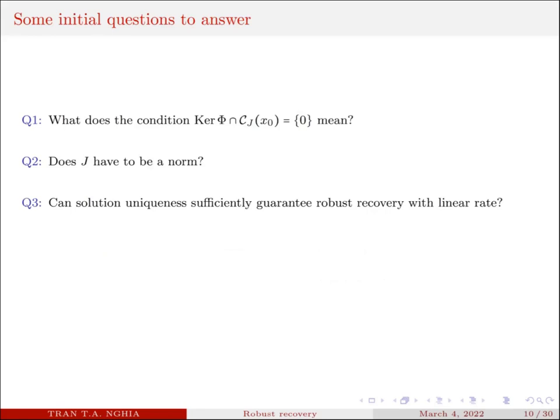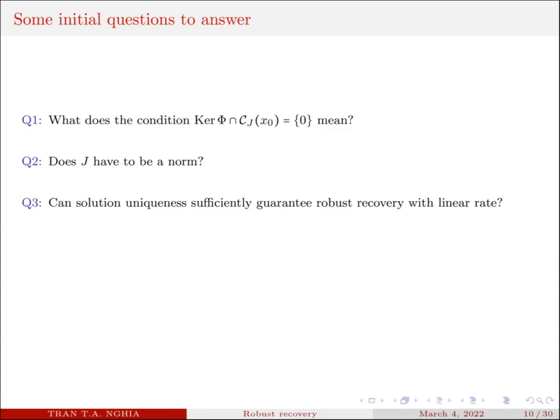So we have some initial questions to answer. The first thing is, what does this mean? The red condition they have right there, the intersection between the kernel phi and the critical cone is trivial. What does this mean? And why do they, in the paper, always need J to be a norm? Thus J has to be a norm. And finally, can solution uniqueness sufficiently guarantee robust recovery with the linear rate? I will try to answer those three questions through the talk.